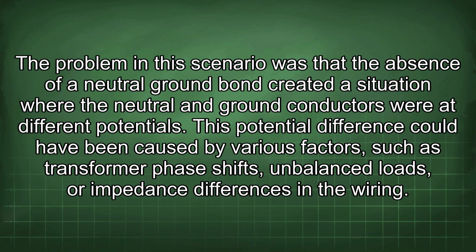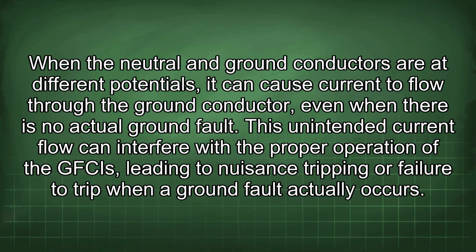The problem in this scenario was that the absence of a neutral ground bond created a situation where the neutral and ground conductors were at different potentials. This potential difference could have been caused by various factors, such as transformer phase shifts, unbalanced loads, or impedance differences in the wiring. When the neutral and ground conductors are at different potentials, it can cause current to flow through the ground conductor, even when there is no actual ground fault.